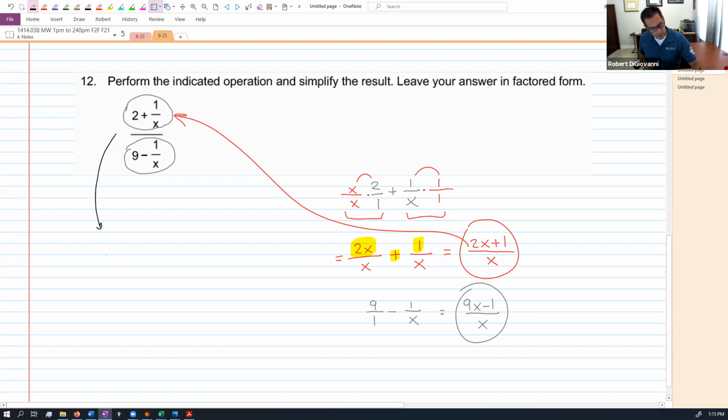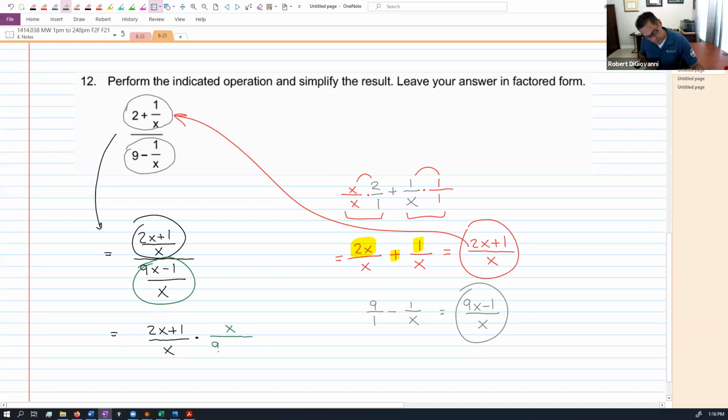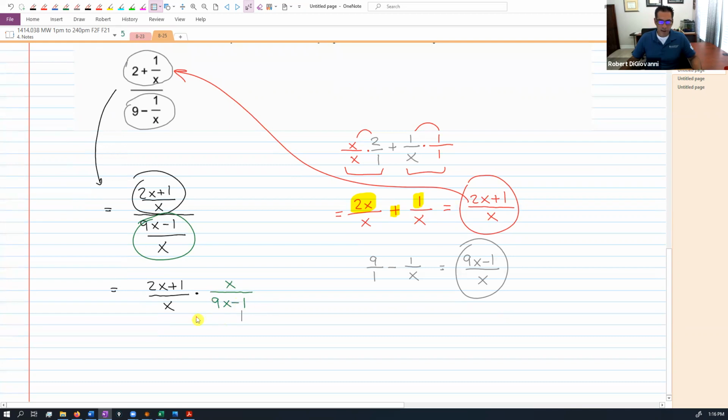So when I rewrite all this, I can say that this is equal to that first thing we found, 2x plus 1 over x, over the 9x minus 1 over x. And then we learned last class that when you have division of two fractions, it's equivalent to multiplication of the reciprocal. Meaning I can rewrite this as the top fraction times the reciprocal of the bottom fraction. So I can bring the bottom fraction up, flip it over. Don't forget to flip it over or else it's going to be wrong, like that. Any questions on that property?